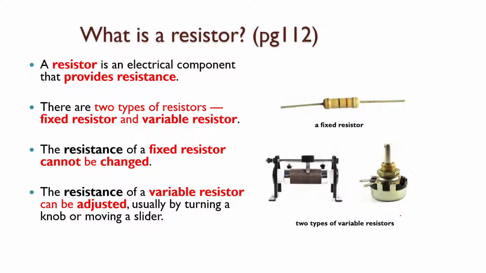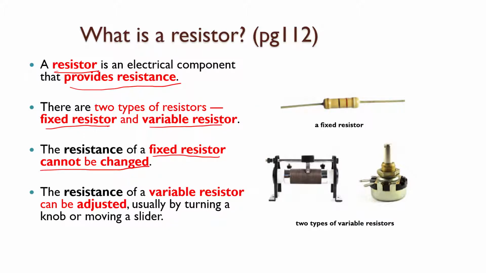And we can actually control the resistance in a circuit by using a resistor. So copy this down. Resistors provide resistance, and there are two types, fixed as well as variable. What do I mean by fixed? Fixed resistance means that the resistance of the resistor cannot be changed.